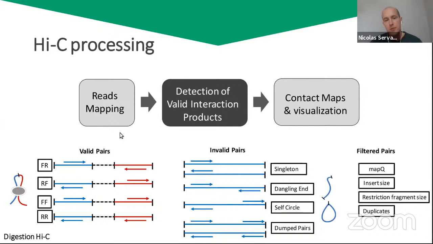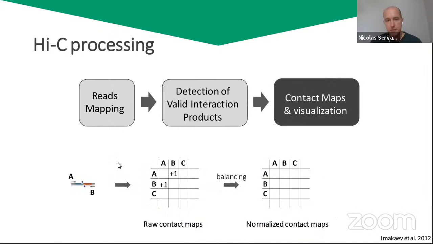So once you have detected only the valid pairs, you can start constructing what we call the contact map. And to do so, that's not very complicated. You have the first interactor A and the second interactor B, and you just count how many times A and B have been sequenced together to try to estimate contact probability. So what is the probability that 2 loci in the genome will interact together?